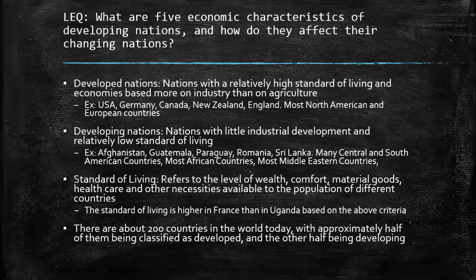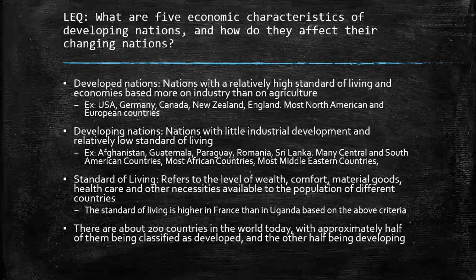So what is a developed nation? The definition is a little more simple than you may think. A developed nation is a nation with a relatively high standard of living and economies that are based more on industry than on agriculture. That is their GDP, if you will. The majority of their GDP comes from industry. That is building and selling things, not farming from the land. Examples are USA, Germany, Canada, New Zealand, England. Most North American and European countries are considered developed nations.